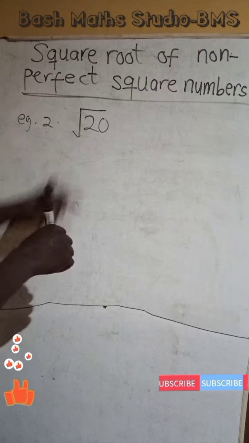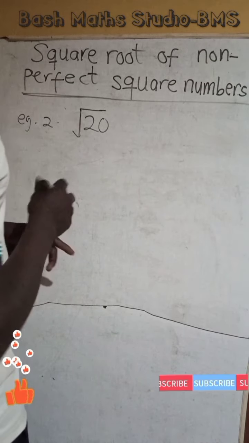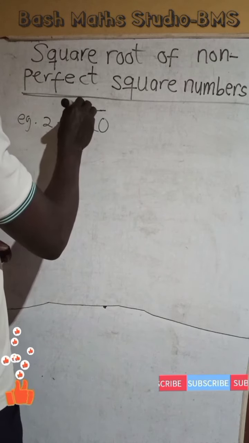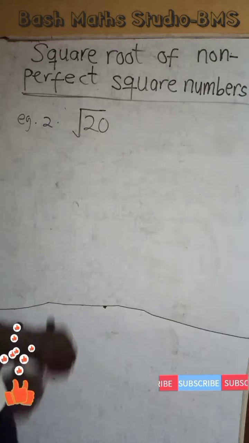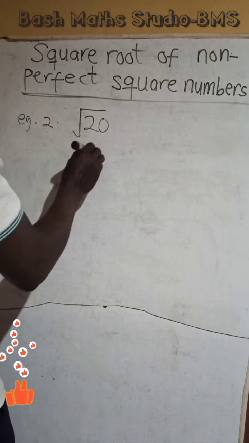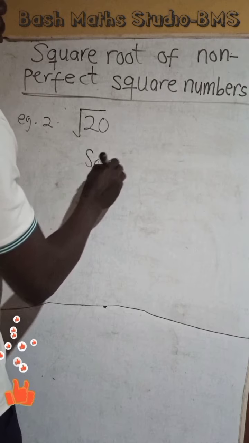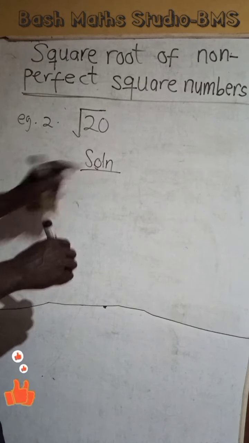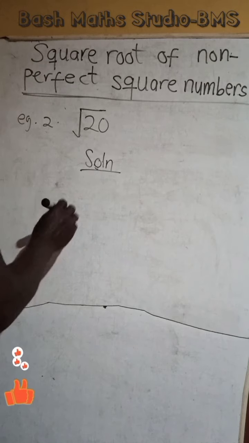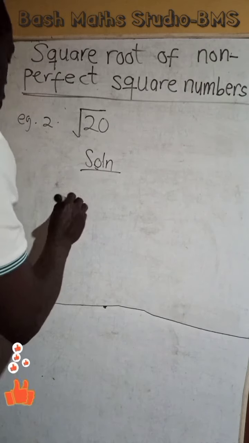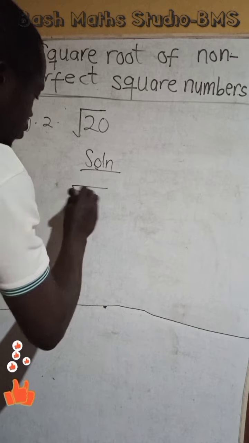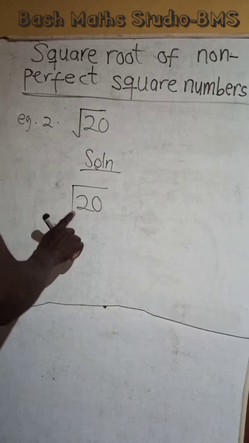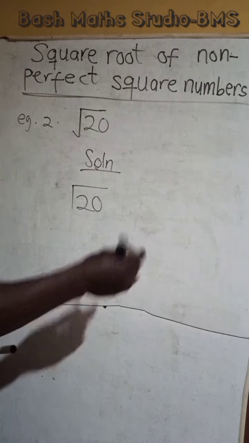I want to find the value of the square root of 20 without the use of a scientific calculator or any other calculator. So our solution, let's get our solution down. Now we are still using the long division method, so we write root 20 as the dividend. Write it here, and then the same procedure.